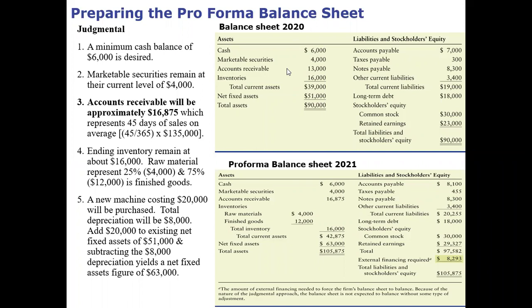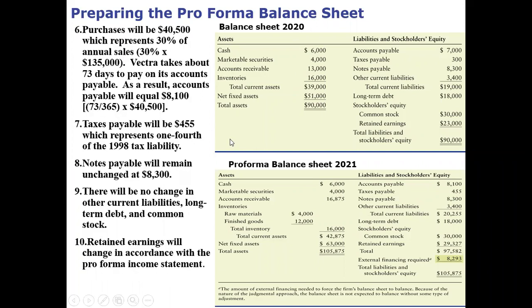And then we go for the liability side. What will be the liability side? He mentioned that you are going to purchase. The purchases will represent 30% of annual sales, and the sales is 135, let's say, for this company. So how can I find it? The accounts payable here was 7, and I need to find the new accounts payable.